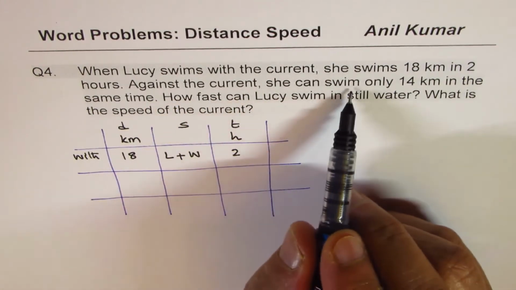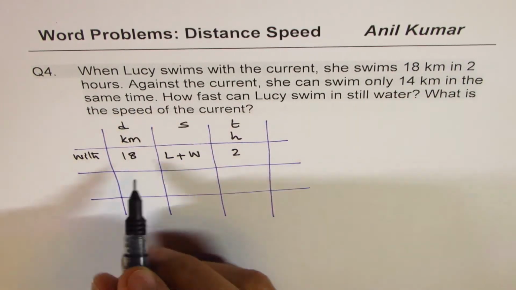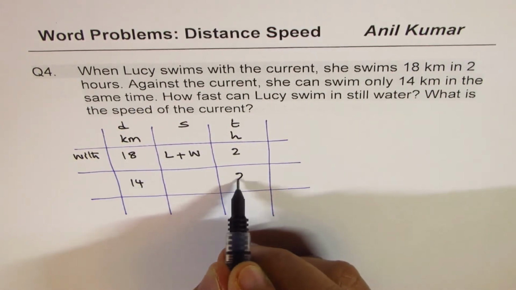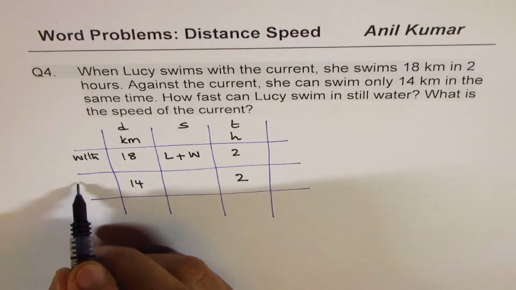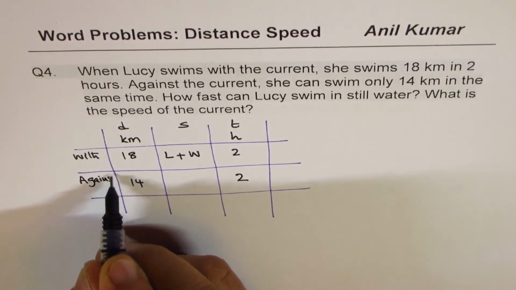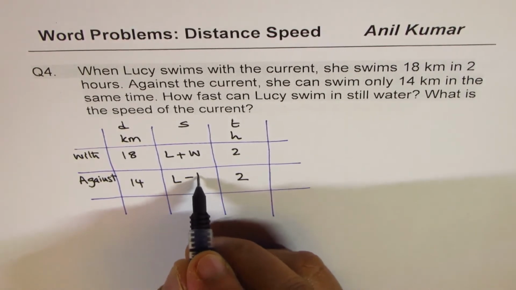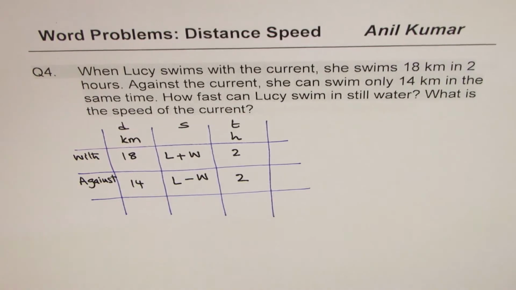Against the current, she can swim only 14 kilometers in the same time. Same time means 2 hours. So 14 kilometers in 2 hours. Against means minus, right? So Lucy's speed minus water current. Is it okay? That is two different equations, correct?